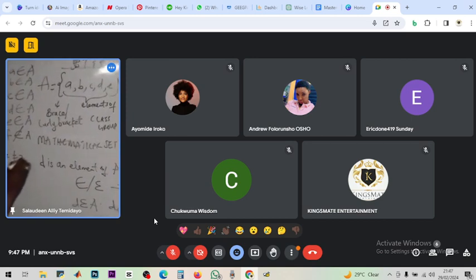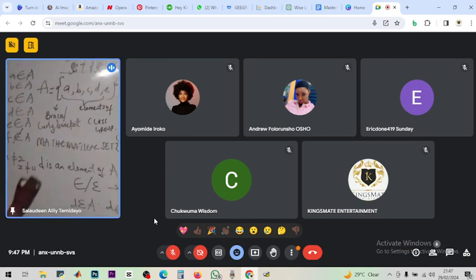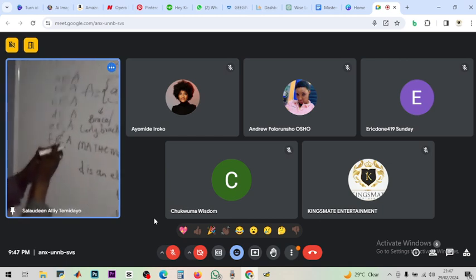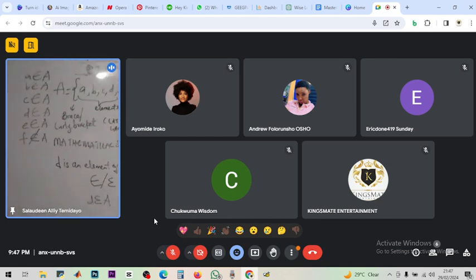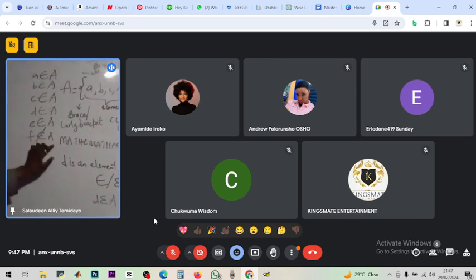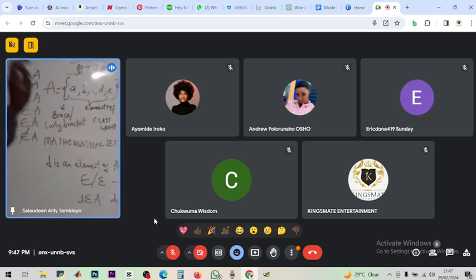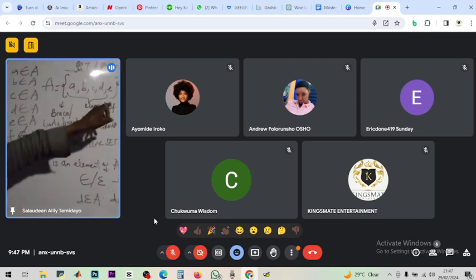It is like saying X is not equal to 2, X is not greater than 4. So this is the same as this. F is not an element of A, because F is not in the set A. Set A contains only A, B, C, D, E.